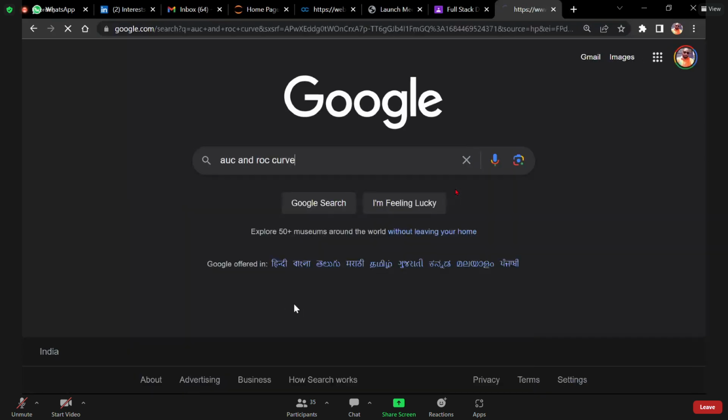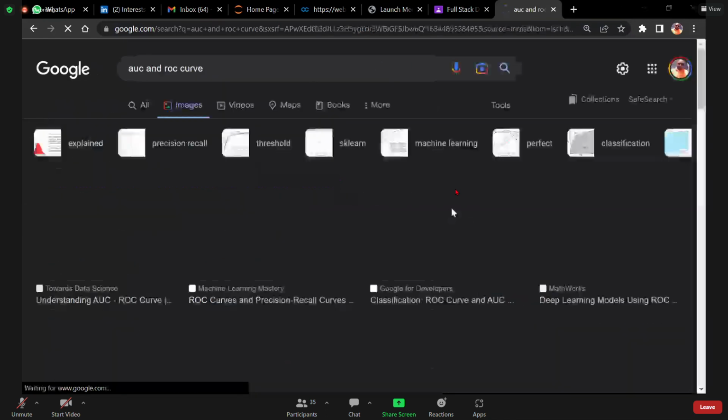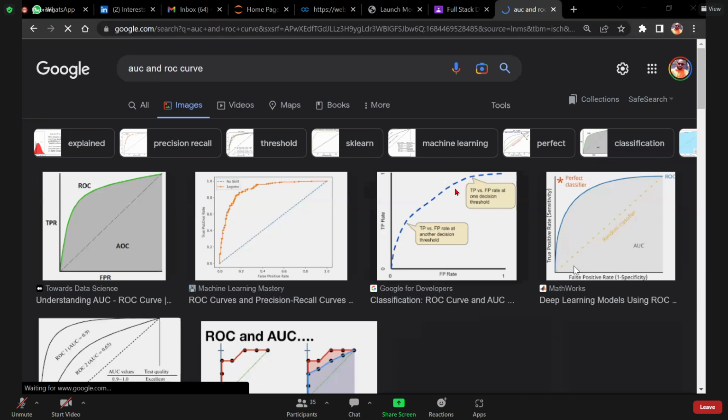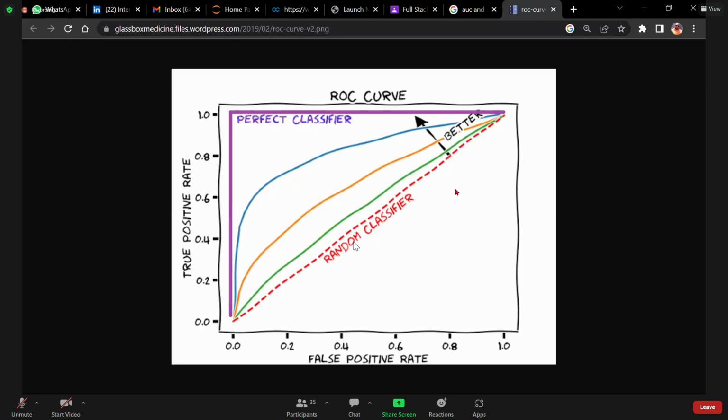Go to images. Once you go to images, look at this graph. Right click and open image in a new tab. Anybody tell me, I have four AUC curves. Can you please tell me which is the best classifier? Which color is the best ROC curve?